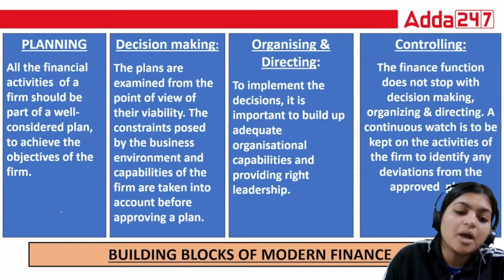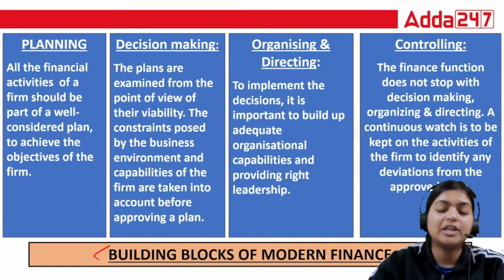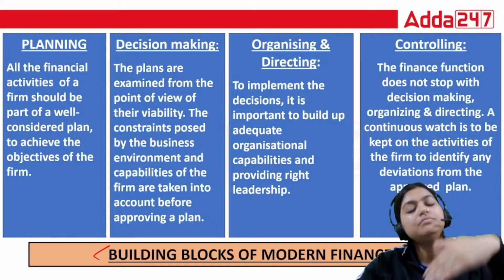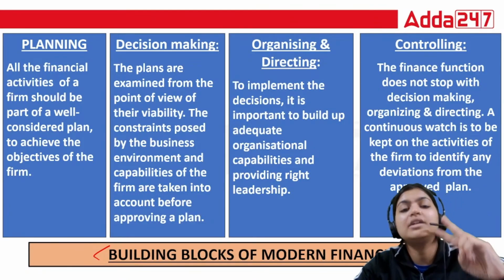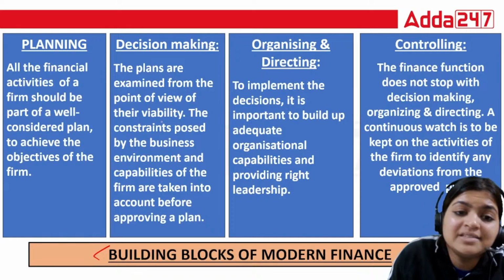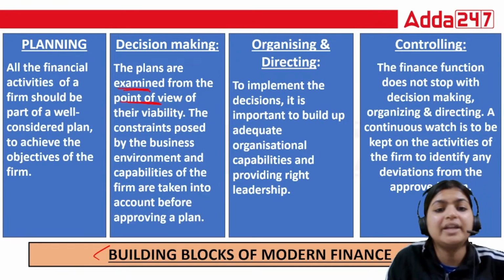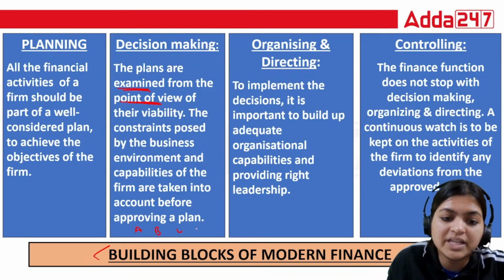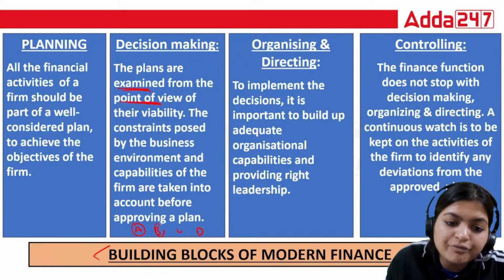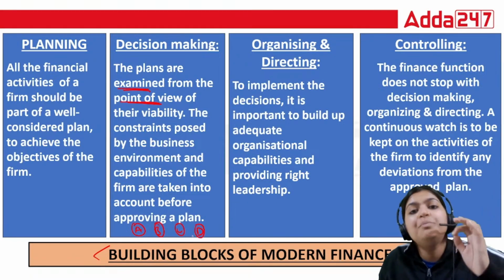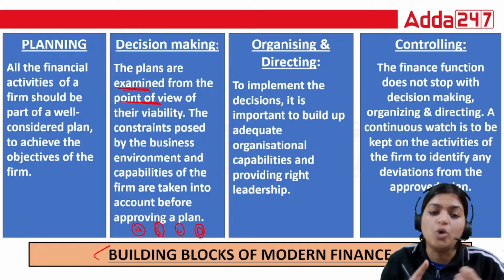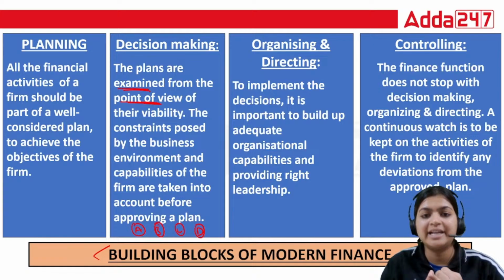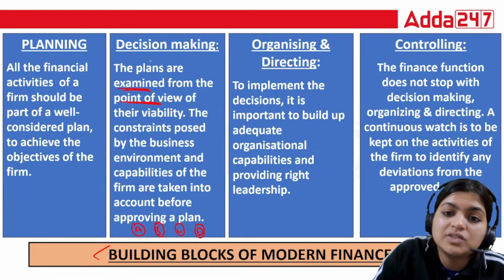Now, next, building blocks of modern finance. This is important. You have four building blocks of modern finance. Planning: what we need to do in future. Next, decision making: you are examining your point of view. Correct? You are taking decisions. Suppose you have four options A, B, C, D. When you have four options, which option is best for you? You will do the cost analysis, the revenue analysis, and then you will select a particular option. That is decision making.